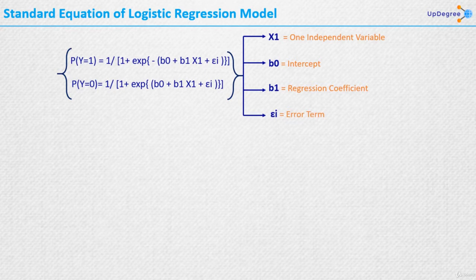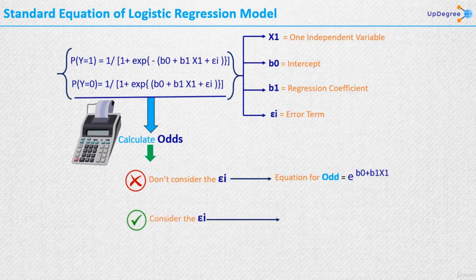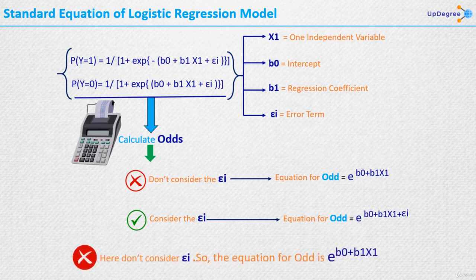Now based on the standard equation for the logistic regression model, if we calculate the odds, then the expression for odds is e to the power b naught plus b1 x1, if we do not consider the error terms. If we want to consider the error terms, it will be odds equal to e to the power b naught plus b1 x1 plus ei. Here we have not considered the error terms while calculating odds. So the expression for odds is e to the power b naught plus b1 x1.